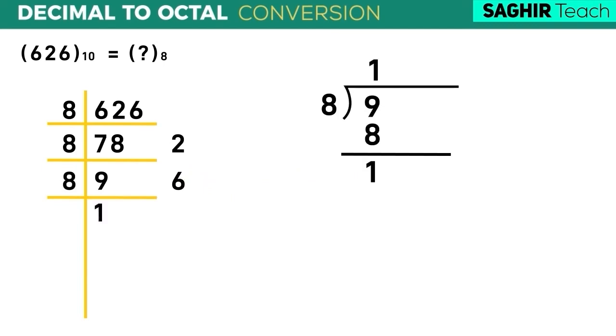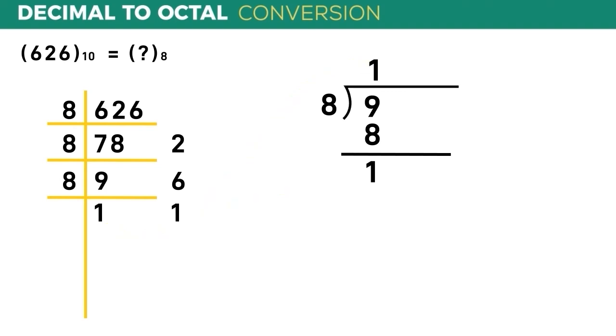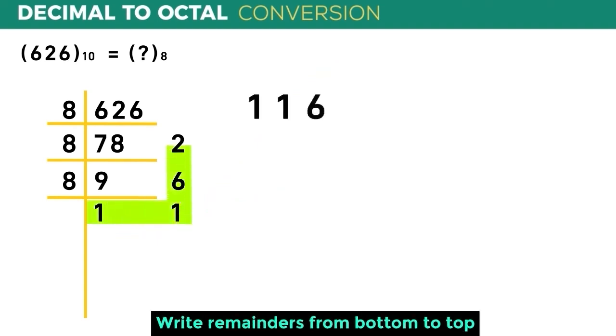We get 1 as the quotient and 1 as the remainder. And naturally 1 is less than 8, so we can stop our calculation here for the decimal to octal process. And we will read the remainders in reverse, from left to right and upwards. We get 1162. And this is our exact answer to the decimal to octal conversion. So 1162 is the octal equivalent of decimal 626.